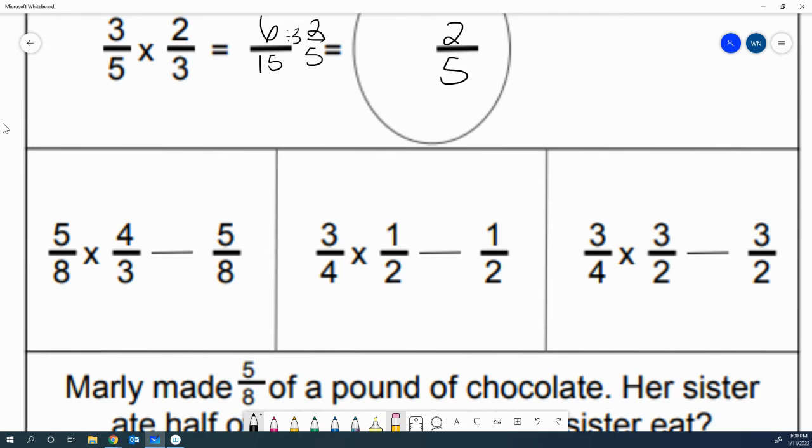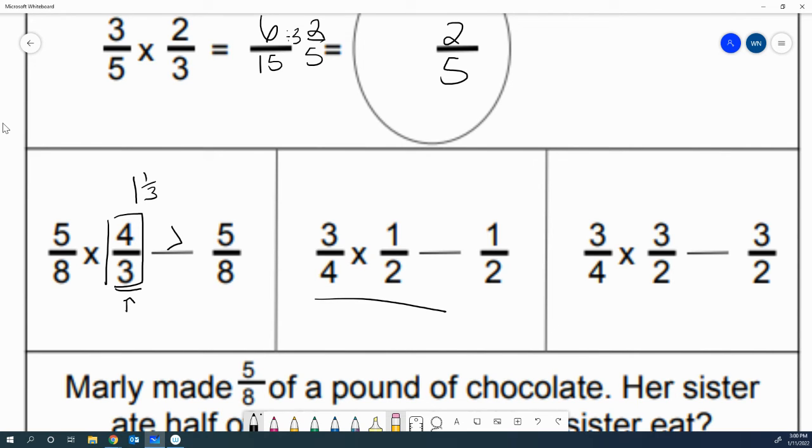Ooh, look at that. We've got 4/3. 5/8 times 4/3. Is that going to be more or less than 5/8? So the really important part here is that it is 4/3. And we know that 4/3 is really 1 1/3. So if you multiply 5/8 by a number bigger than 1, your answer is going to be greater than 5/8 because your number is bigger than 1.